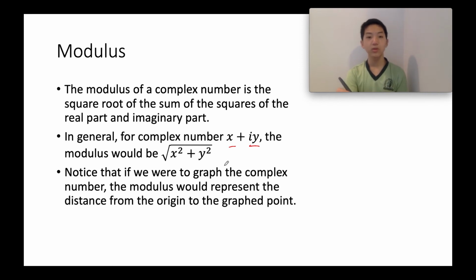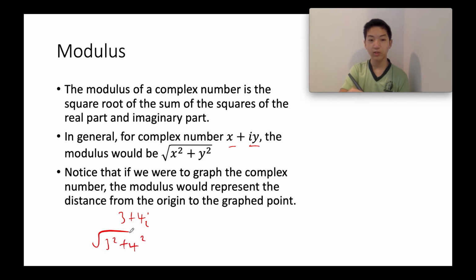Also, notice that if we were to graph the complex number, the modulus would represent the distance from the origin to the graphed point. And I'll be showing a graph of that later, and I'll talk a little bit more about that. So if, for example, we had a complex number 3 plus 4i, to take the modulus, we just do the square root of 3 squared plus 4 squared. Remember, we don't include i when taking the modulus. That'd be equal to the square root of 25, which is equal to 5.